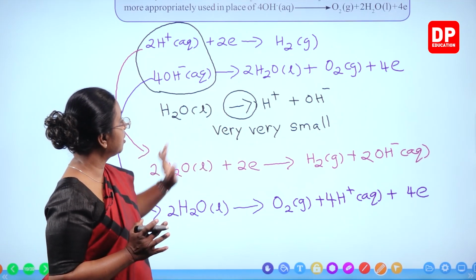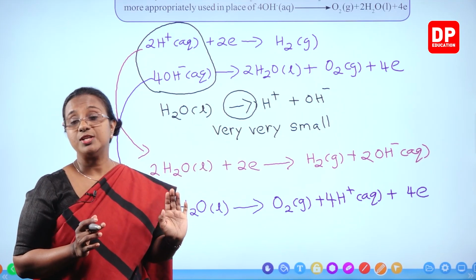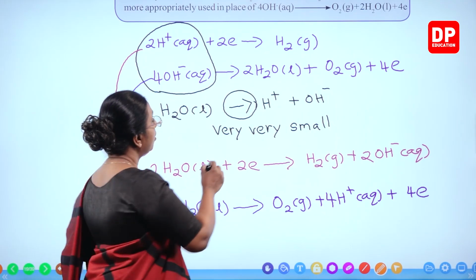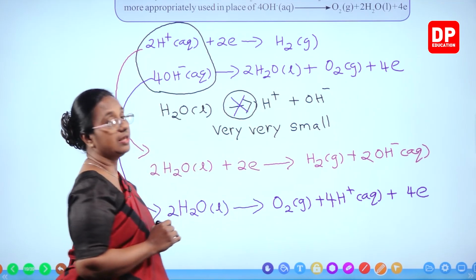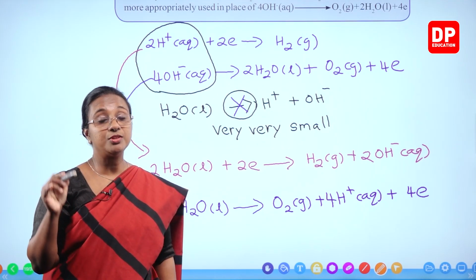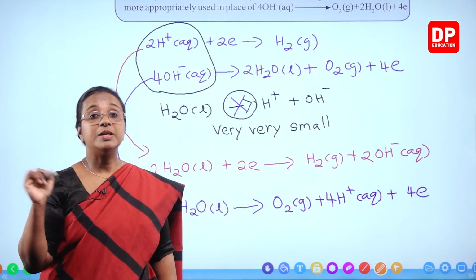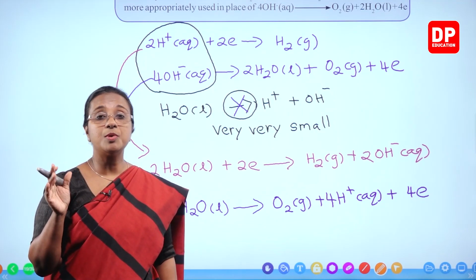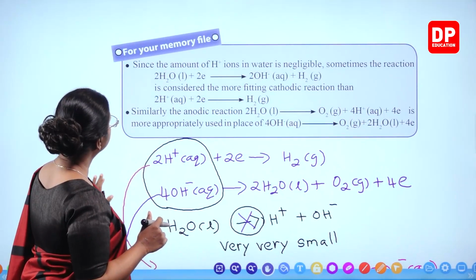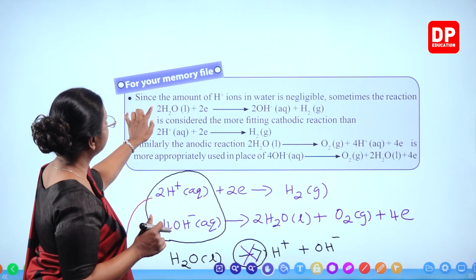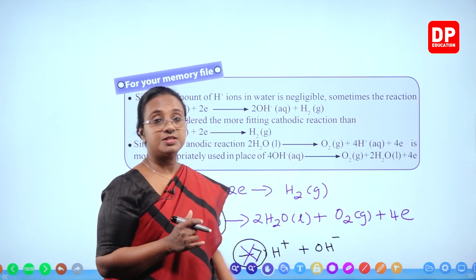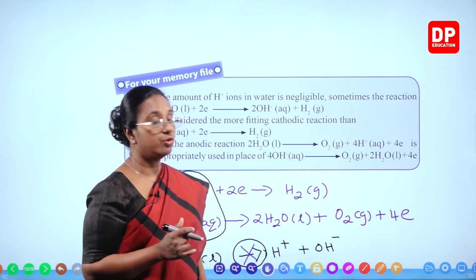Because the dissociation of H2O to H plus and OH minus is very, very small, we can almost consider this as not taking place also. We saw, you can remember the value 1.0 into 10 to the minus 7 moles per decimeter cube. A very, very small amount. So, because of that, in place of this equation, we can write that one. And in place of the second equation, we can write this first equation. That is what I have shown there.